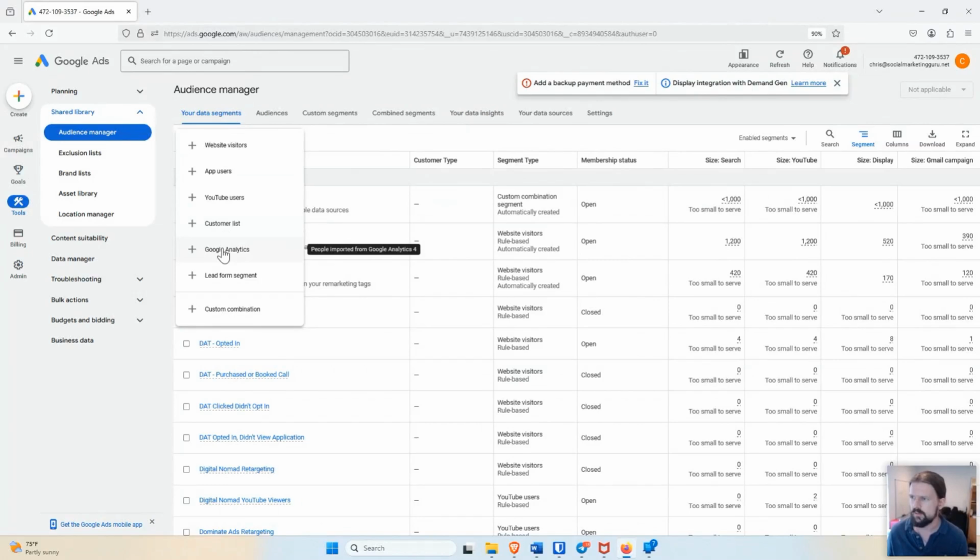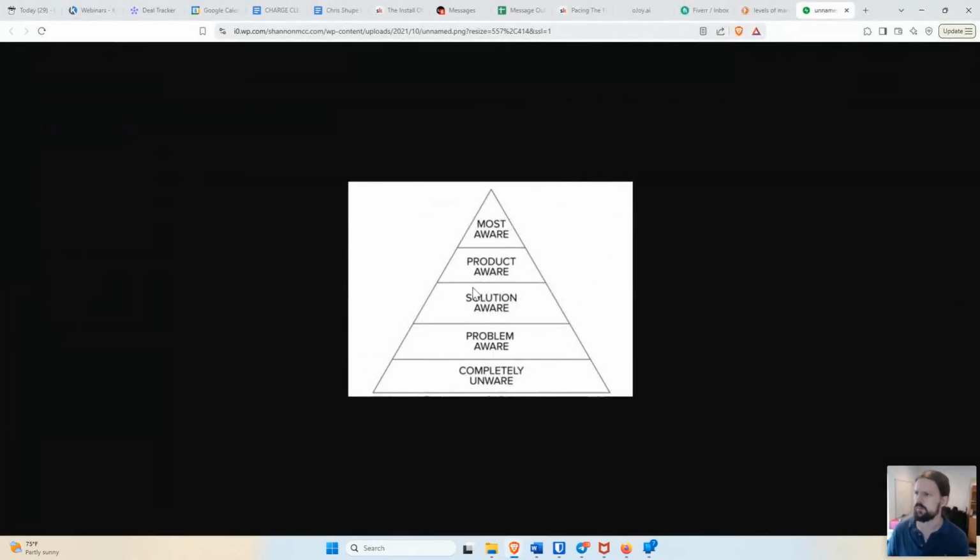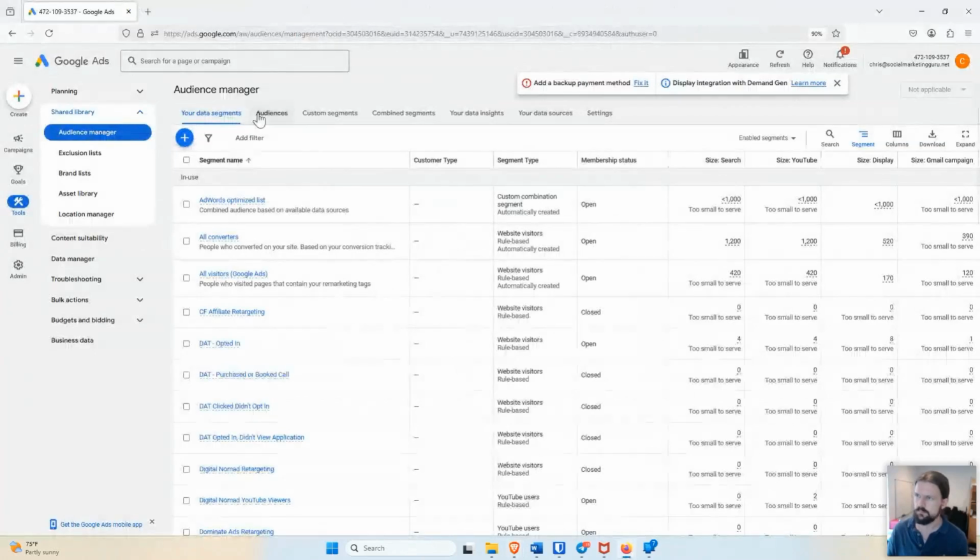or Google Analytics if you have Google Analytics installed on your website, or lead forms. I don't really use that. But anyway, so that's kind of the, if we go back, where did it go? If we go back over here, these are going to be the people that are probably product aware, right? We're remarketing to them. We're retargeting them. And that's probably going to be a small number of people.